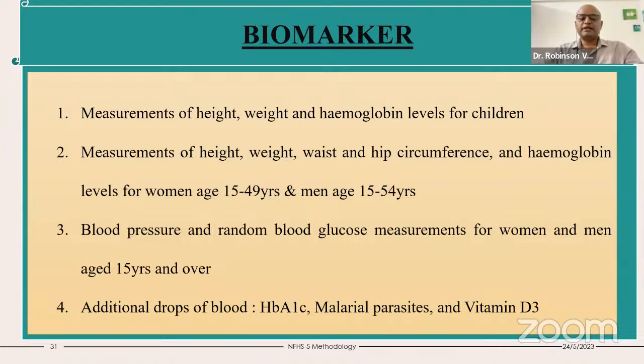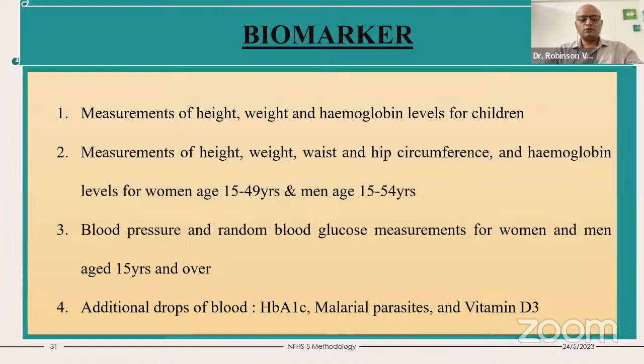BP was measured by Omron BP monitor. Random blood sugar was measured by AccuCheck glucometer. Height was measured by SECA 213 stadiometer. Weight was measured by SECA 814 digital scale. Waist hip circumference was measured by Gulick tape.